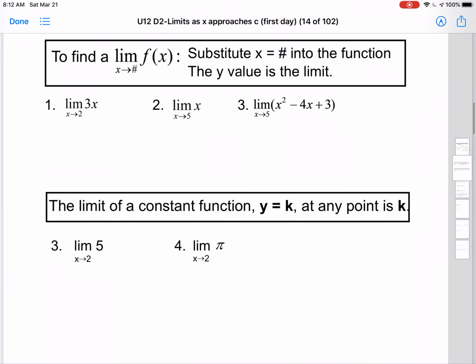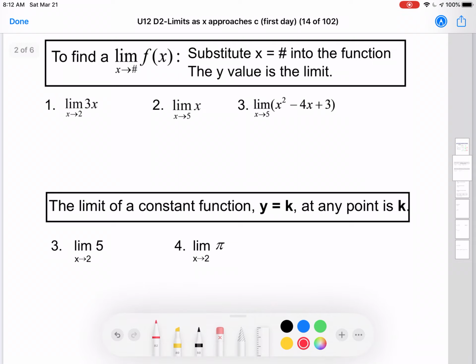All right, and the first ones are pretty basic here. To find the limit, remember you're just finding the y value. As x approaches something, what is y approaching? So instead of having a limit of f of x, I'm now going to have some function there. So 3x. 3x is just a line, right? It's just a linear function. It says substitute x equals a number into the function, and whatever that y value is, that's the limit.